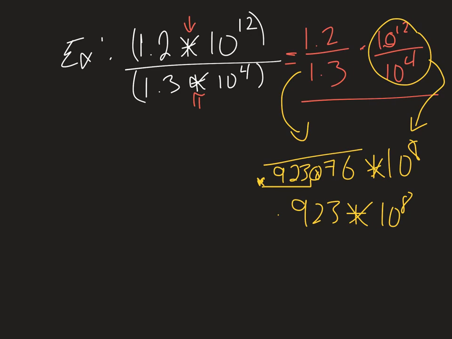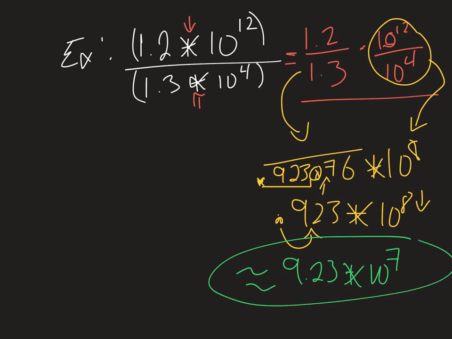Well, this is not scientific notation. This decimal needs to be over here. So I'm increasing my number, which means my power must decrease. I moved it one place, so it's a change of 1 for both. So 9.23 times 10 to the 7th power would be an estimate for our division solution here.